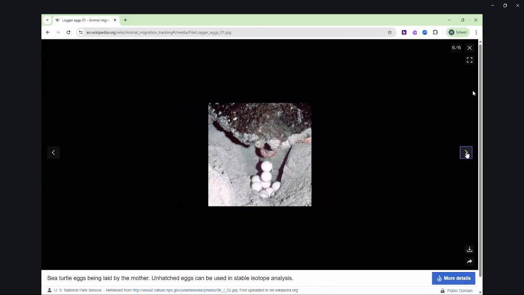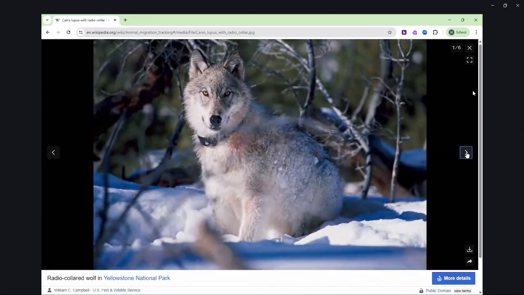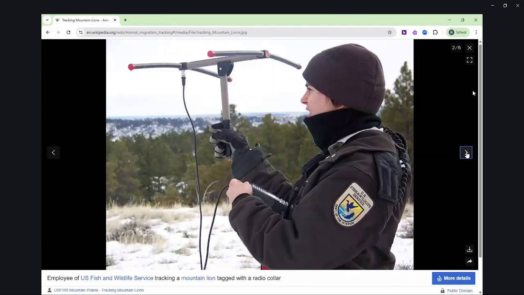These are sea turtle eggs being laid by the mother. And we can use those in stable isotope analysis, another testing method. There is a wolf in Yellowstone National Park. You can see it has the radio collar that you can use to be able to track the wolf. There's somebody with a mountain lion that has a radio collar, and they're using it to track the mountain lion.